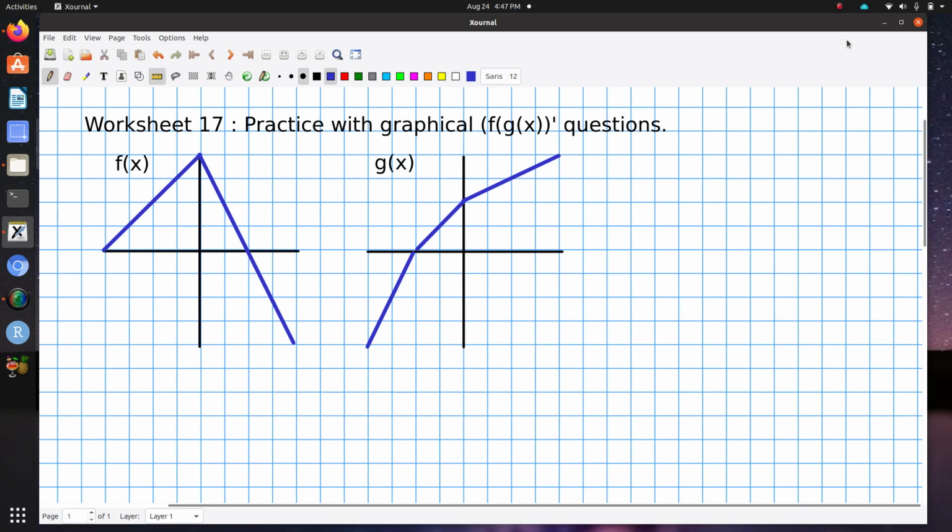Alrighty, so for worksheet 17, most of it is stuff you've already done, so it's just continuing practice. But there is some exception here. An exception is that you need just a little more practice with these guys.